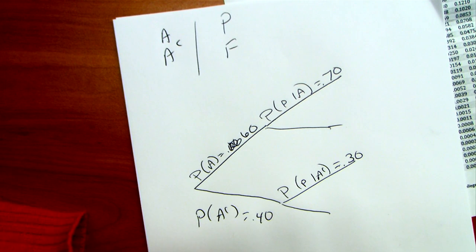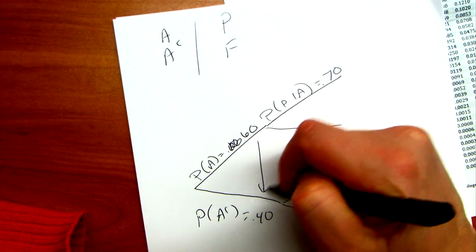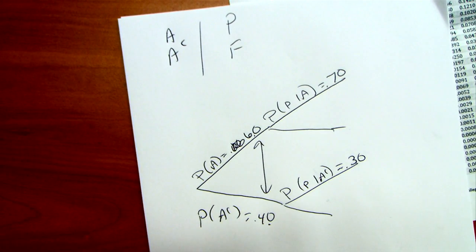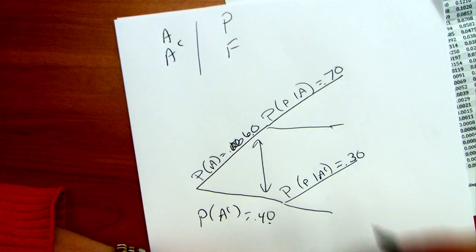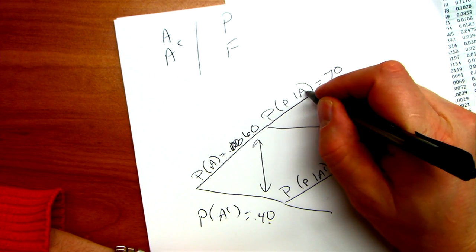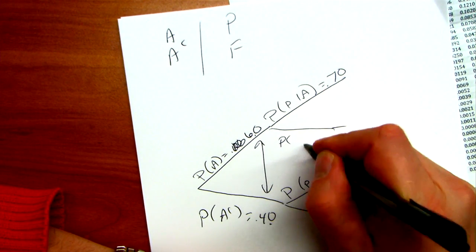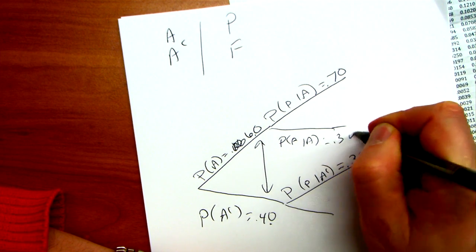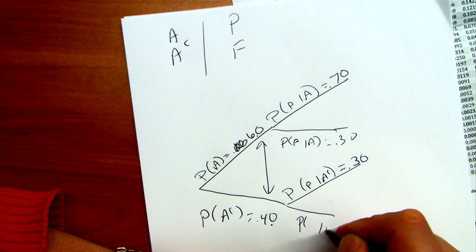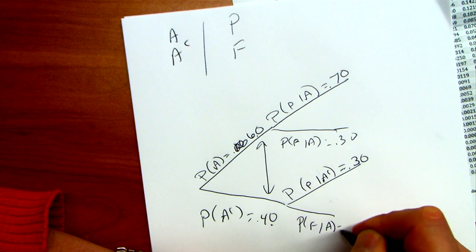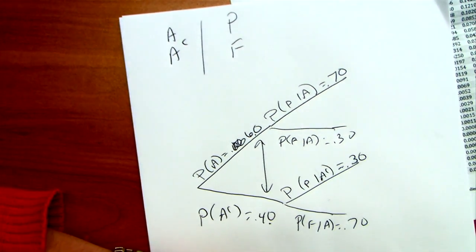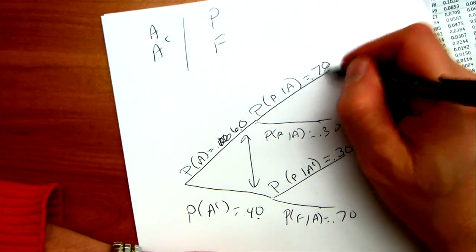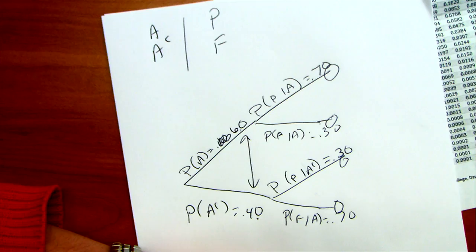tree. Why? Because remember, this has to add to 1. 60%, 40%, every place it splits has to add to 1. So if you attended, 70% pass. If you attended, what percent fail then? 30. If you didn't attend, what percent fail then? 70. How many outcomes do I have here? 4, because there's 4 ends to the tree.